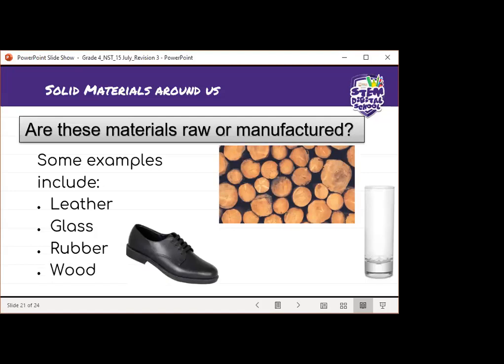And then the key question is, are these materials raw or manufactured? And I cannot take hands now because we are out of time, but we know that the shoe is made out of leather, so it is manufactured, okay? And then we have the wood, which is still in its raw form, and the glass here, which is made out of sand, and it is manufactured. So Menandla, you can type your question in the group.